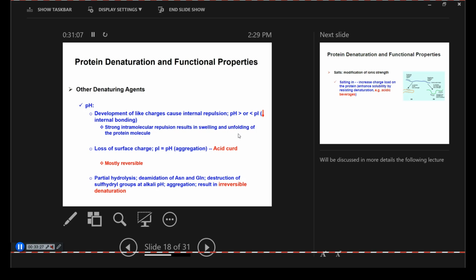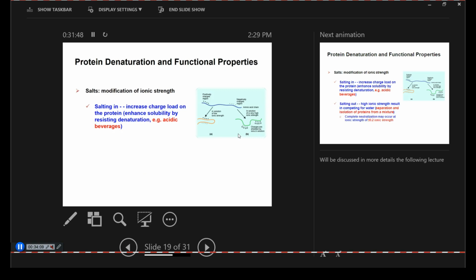Destruction of sulfidyl groups at alkaline pH, that you can form disulfide linkages at alkaline pH, causing aggregation, and which result in irreversible denaturation. So changes in pH can impact so many different things. Not only just changing the charge, but can also cause breakdown of peptides, the deamidation and the destruction of sulfidyl groups forming disulfide linkages, aggregation, and so on. Okay? All right.